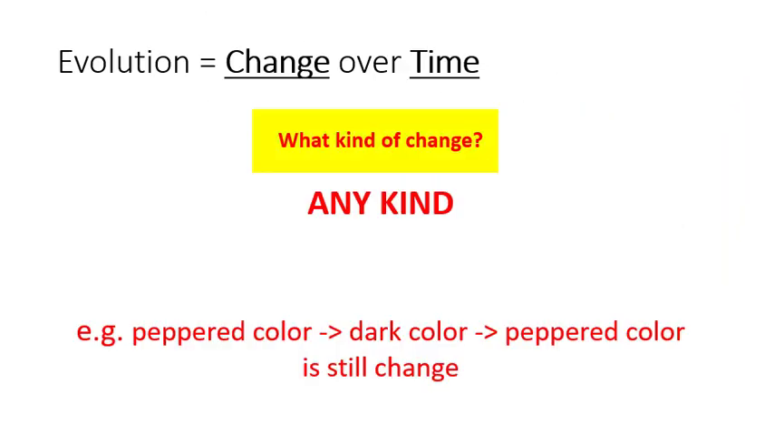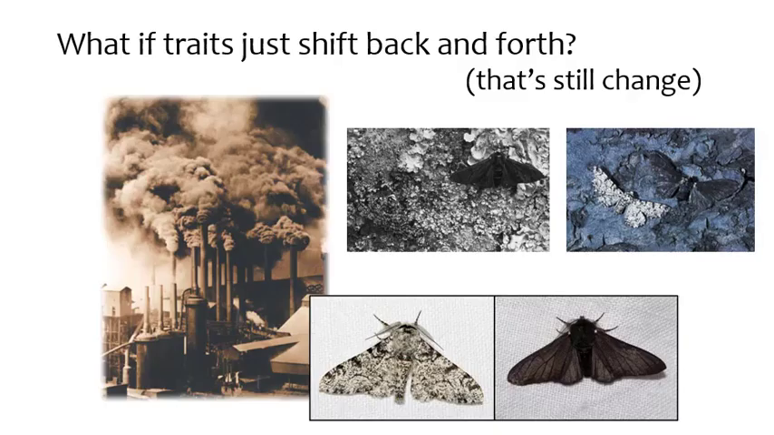What kind of change counts as evolution? What if the change happens, but then it changes back again? Does that mean that no change has occurred? Actually, it means that twice as much change has occurred. This example of the peppered moth is often used in biology textbooks. When I was a student and heard about this example, I thought it was terrible because it was just some color that changed back and forth. Now I realize what a great example it is.